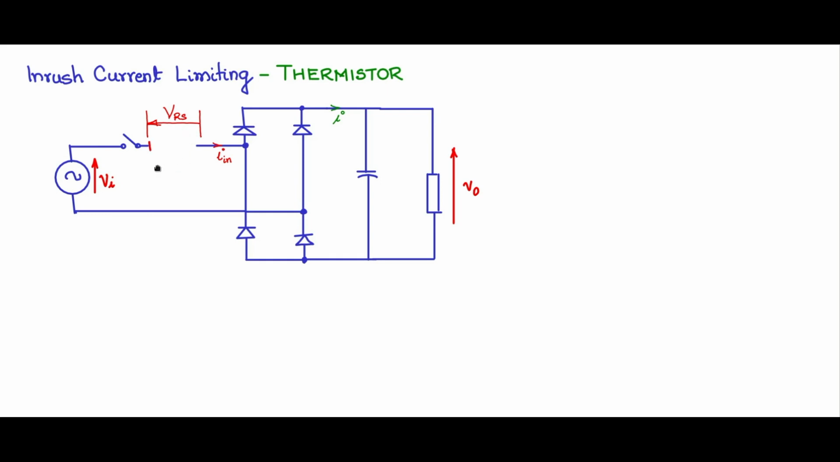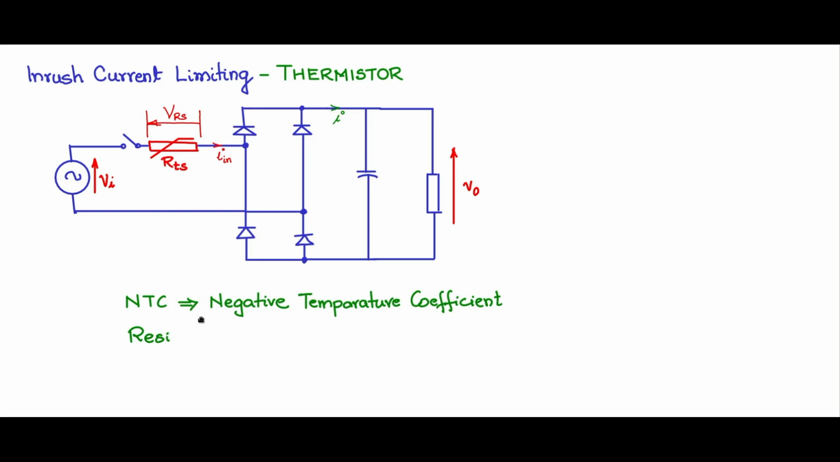Symbolically, the thermistor can be drawn like this in an electric circuit. So this is RTS, this would be a thermistor. This indicates that the resistance varies with temperature. So NTC means negative temperature coefficient. What it means is that the value of this resistance will decrease as the temperature increases. This is the core concept. As the temperature increases, the value of the resistance decreases.